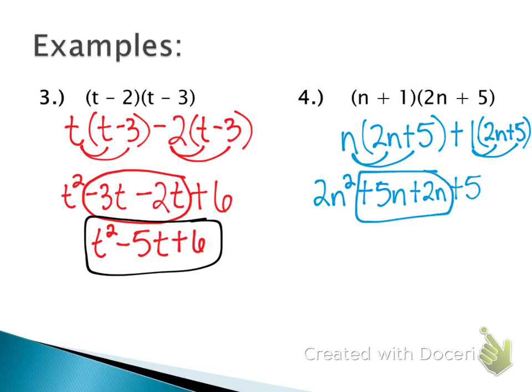Lately it's been happening that our like terms are in the middle, and that happens frequently, but it doesn't always happen that way, so don't get too comfortable. Still look to see which terms are actually alike. Don't just assume it's going to be in the middle. Natalie, when I combine like terms, what do I get? You get 7n. Good, a positive 7n. Everything else stays the same. So 2n squared stays the same in the front, plus 5 stays the same in the back.